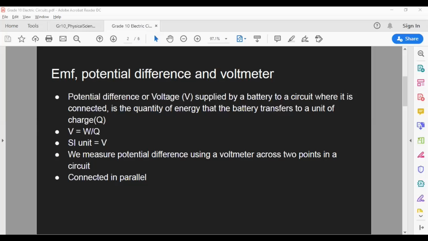So voltage is almost like the easier form of the word. Like I mentioned in the notes there, potential difference or voltage, in capital V. Whenever we deal with electric circuits, capital V will always mean voltage. It is supplied by a battery to a circuit where it is connected. The definition of voltage is the quantity of energy that the battery transfers to a unit of charge.